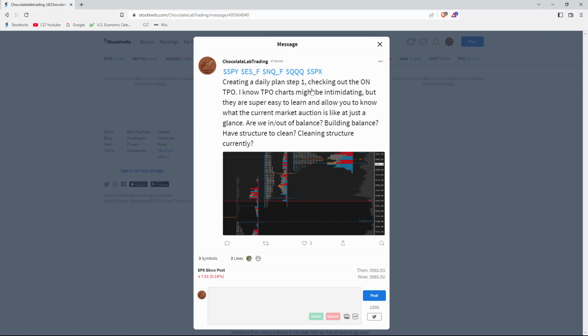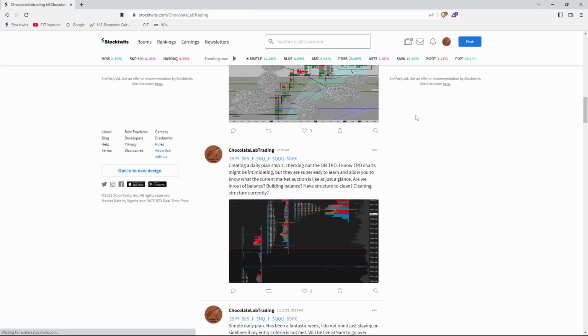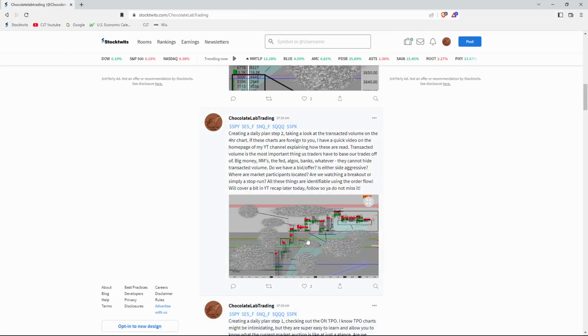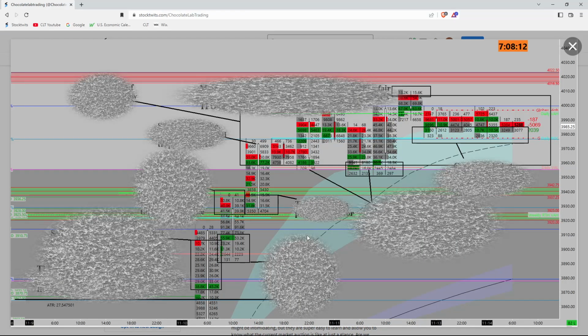So, as I said, I always start the morning checking out what the overnight session did. From there, creating a daily plan. Step 2, I go to my 4-hour chart. So this is a footprint chart. If you're unfamiliar with this, link to the home of the channel. I have a quick video of just how I have these configured and what they mean. But essentially, we're looking at transacted volume.